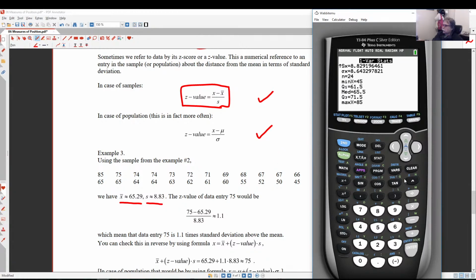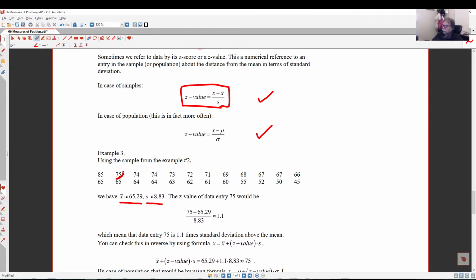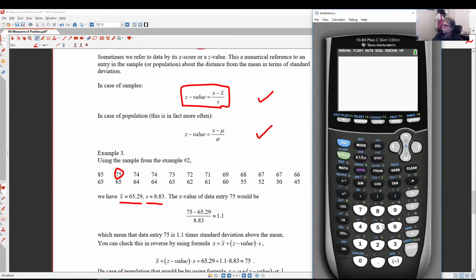So when you do this calculation for the item 72, the z-score of this item would be... For 75, the z-score of 75 will be 75 minus the mean.